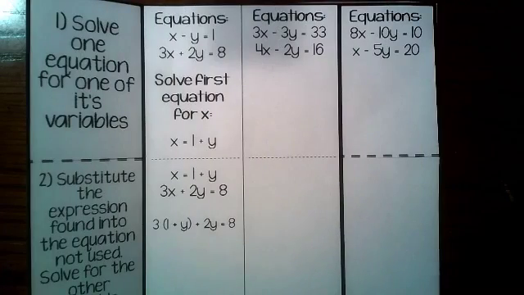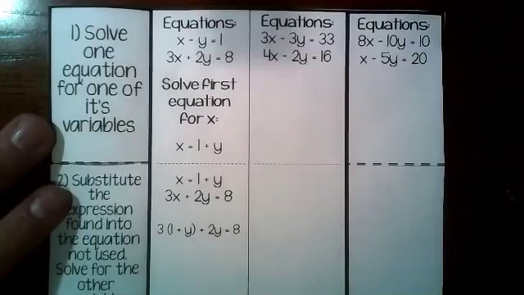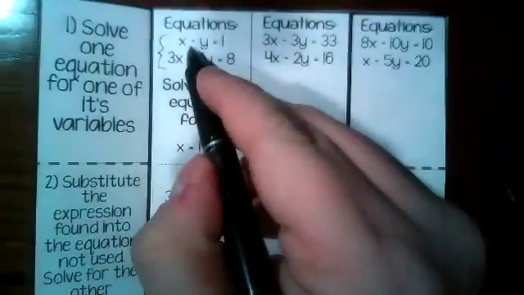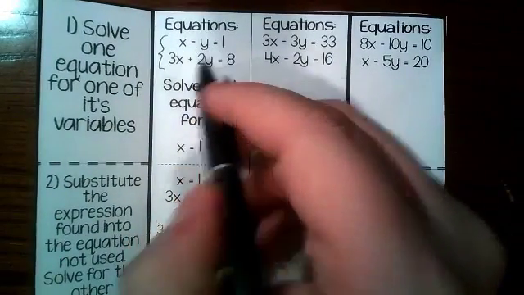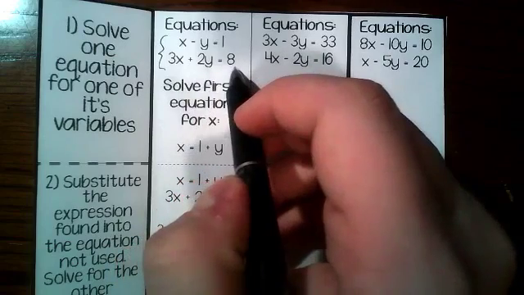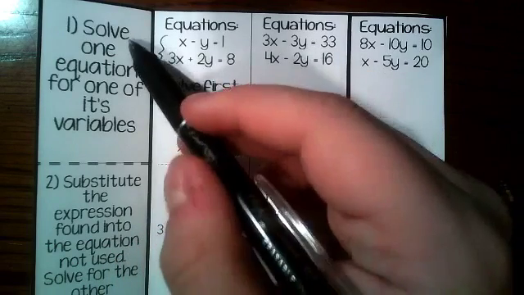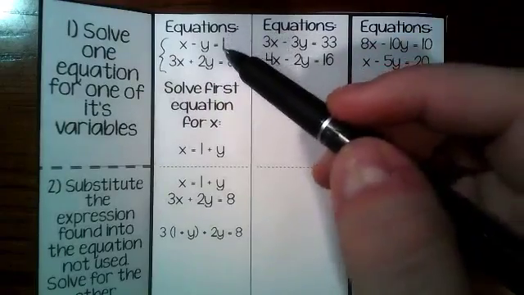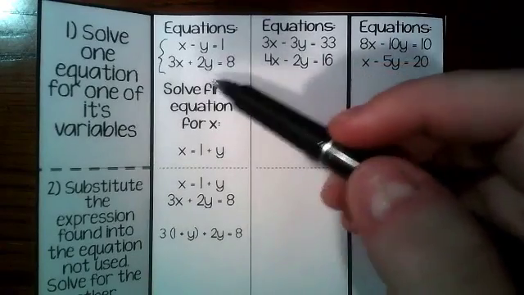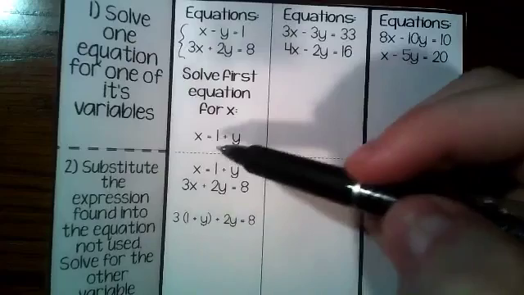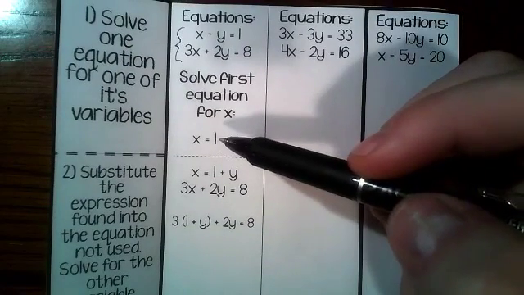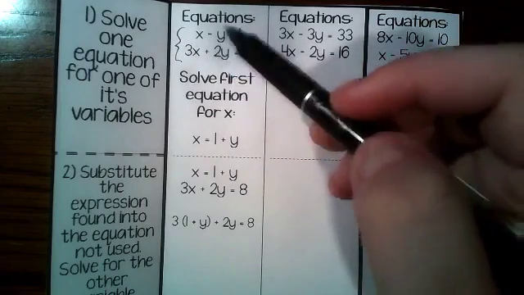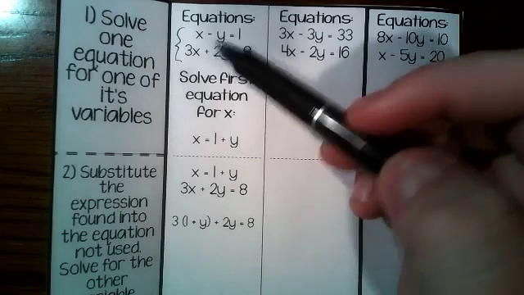Now that you have this cut out, we're going to look at the first step to solving this system of equations. Our system is x minus y equals 1, and 3x plus 2y equals 8. So my first step is to solve one equation for one of its variables. Does it really matter which one I solve for first, x or y? It's not going to matter in my answer, but it is going to matter on how difficult the problem is to solve. So generally, we're going to choose the least complicated one.